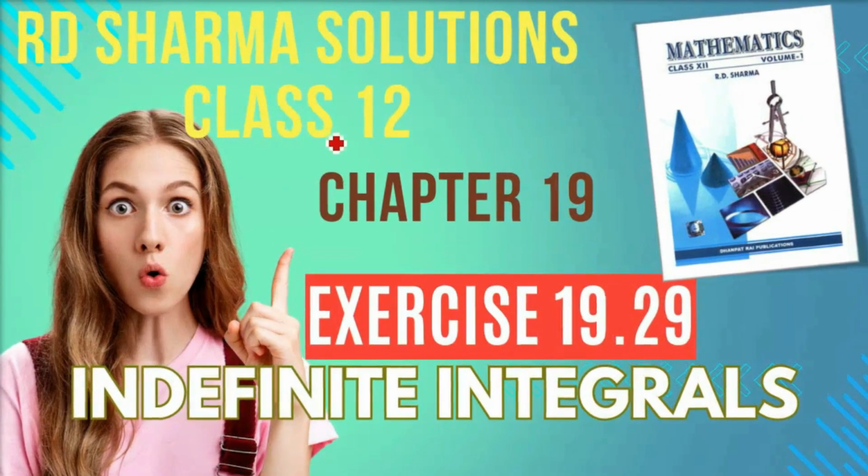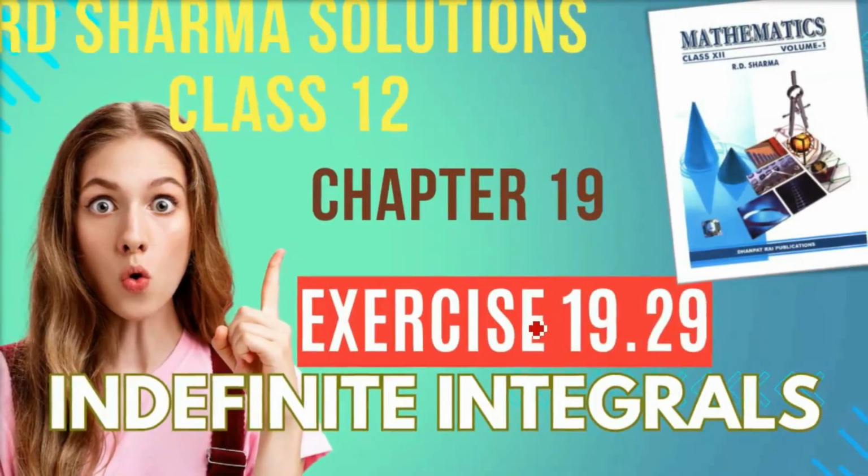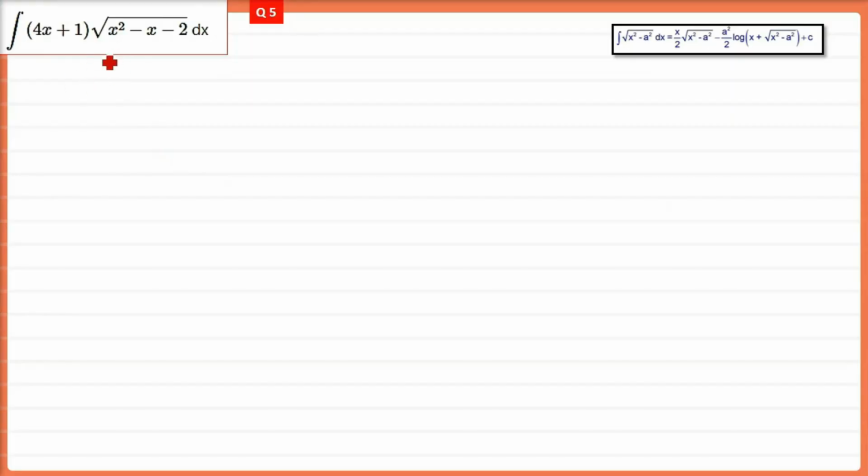This is R.D. Sharma solution, class 12, chapter 19. Exercise is 19.29 and we are taking indefinite integrals. So we have done questions like this. You have understood the methodology, the process. So under root x square minus a square will be used. That's why I showed this expression.